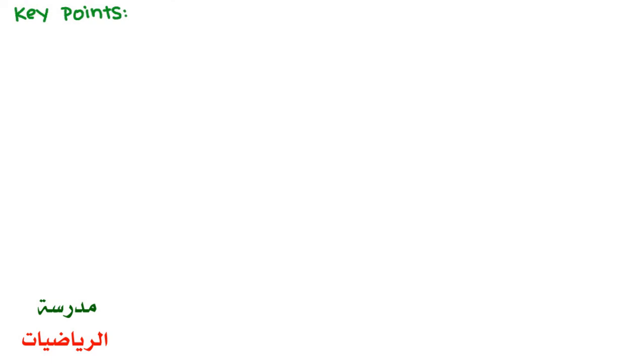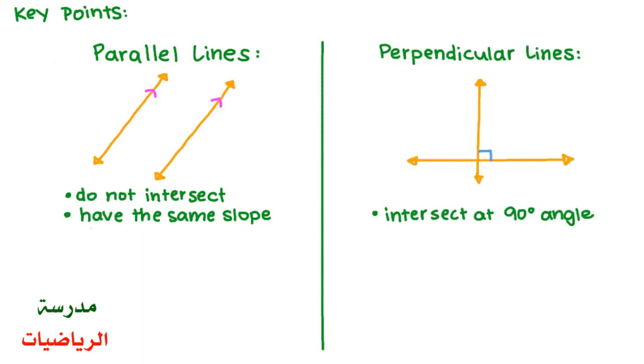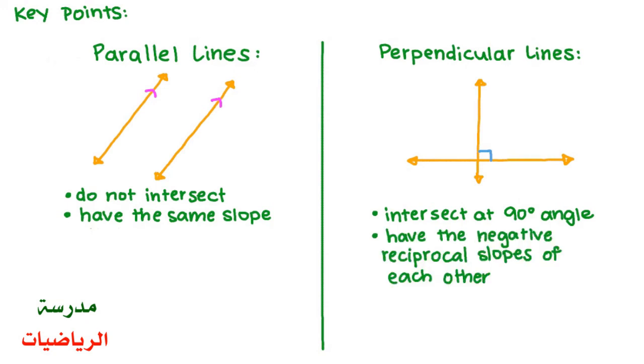To wrap up, we'll review our key points. Parallel lines do not intersect and have the same slope. Perpendicular lines intersect at a 90-degree angle and have negative reciprocal slopes of one another.